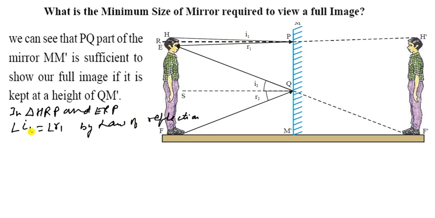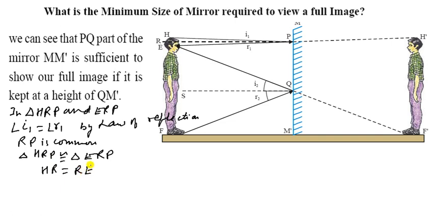And now RP is common. So what will happen? Both triangles are congruent. So triangle HRP is congruent to triangle ERP. Let us see the second. By CPCT, HR is equal to RE. So you can say HR is equal to RE. This is your equation first.